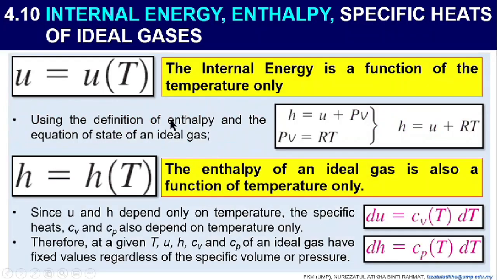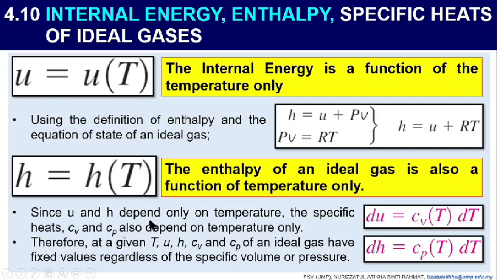Alright, so this is the equation where we can see the relation between internal energy and the ideal gas. Here we have enthalpy, H, equal to U, internal energy, plus moving boundary work, and how it relates with the ideal gas. From these two equations, we get this relation: H equal to U plus RT. The enthalpy of an ideal gas is also a function of temperature only.